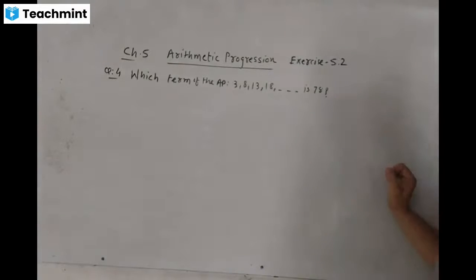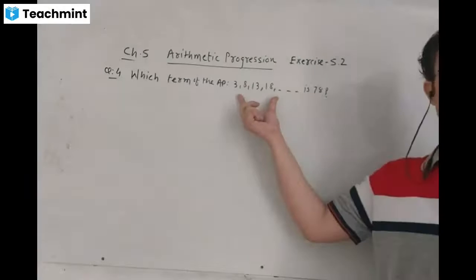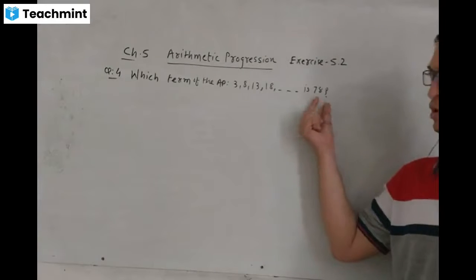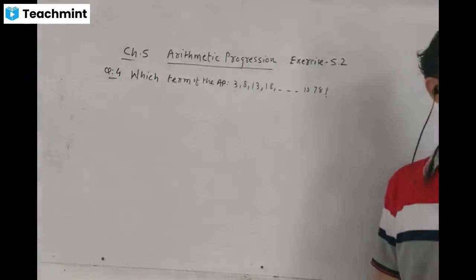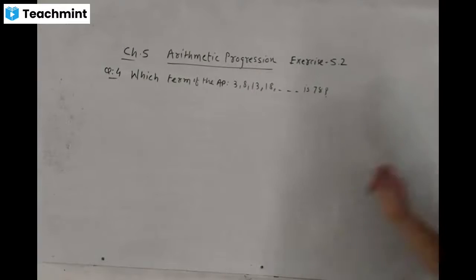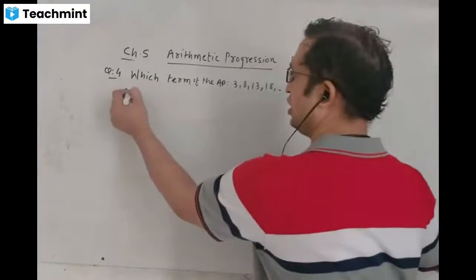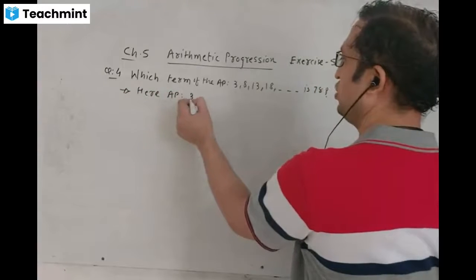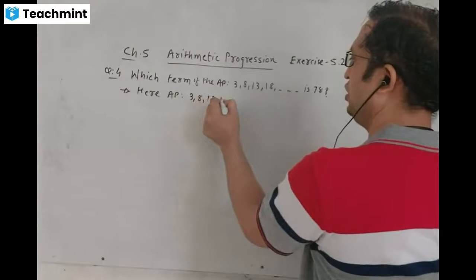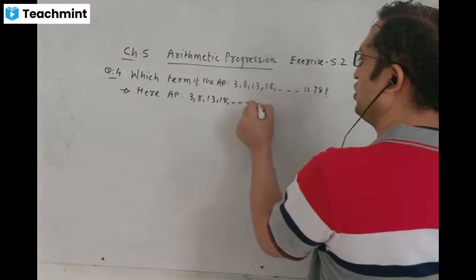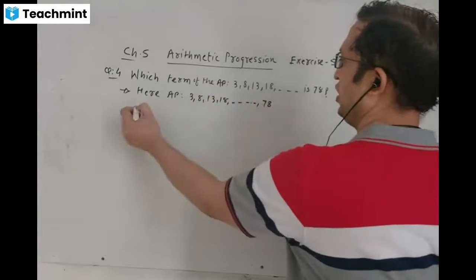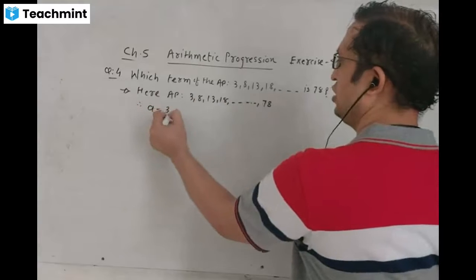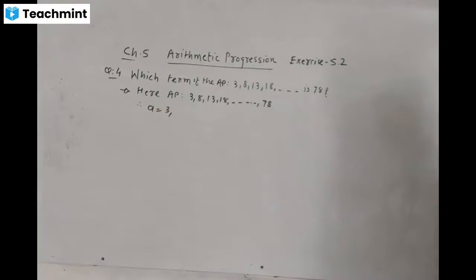Which term of the AP 3, 8, 13, 18 is 78? Here sequence is given and last term is given. Find the number of terms. Which term, that is, the number of terms, means we find the value of n. Here AP 3, 8, 13, 18 up to 78. Therefore, A is equal to 3. First term A is equal to 3.